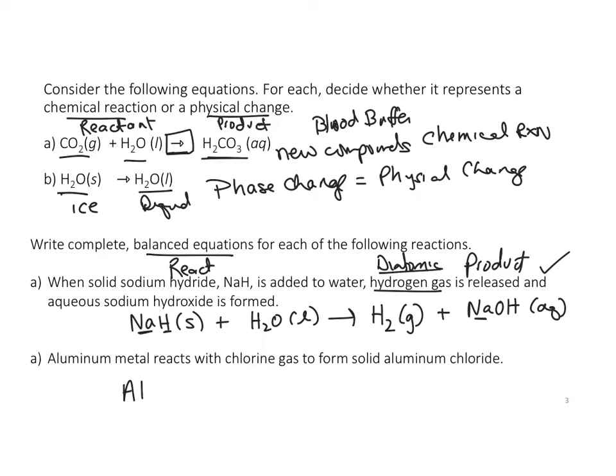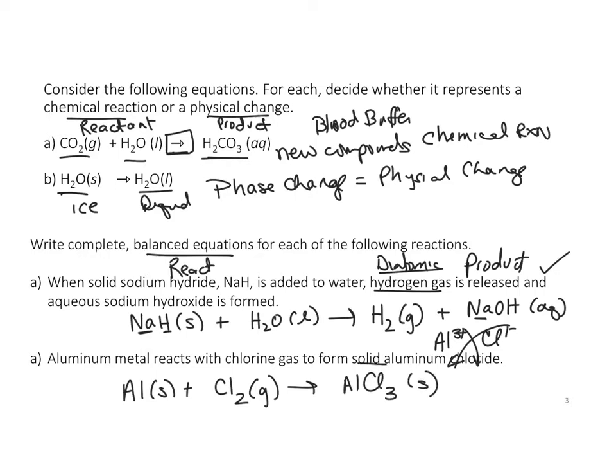Okay, aluminum metal reacts with chlorine gas, that's one of the diatomics, to form solid aluminum chloride. And this is where you get your periodic table and you see aluminum is 3 plus and chloride is 1 minus. So then you do your subscripts, where, my bad, there are 1 aluminum and 3 chlorides, and it's solid, so there we go. So these are combining aluminum and chlorine to make aluminum chloride.